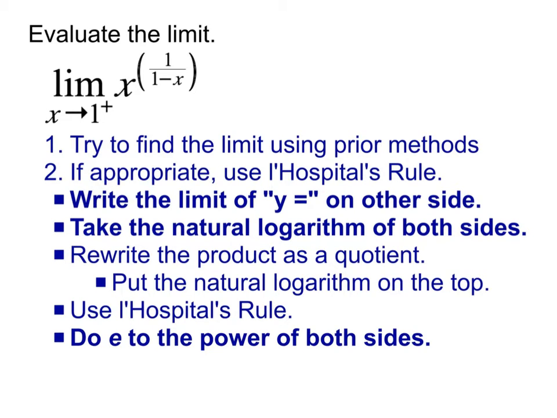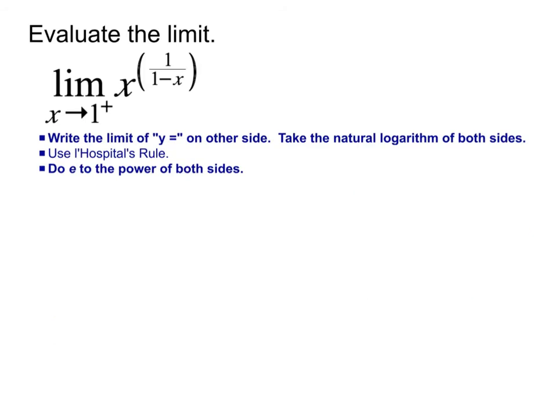So in order to do that, we are going to write the limit of y equals on the other side. Then we will take the natural logarithm of both sides. And we do the logarithm in order to be able to take the exponent down outside of the logarithm and then turn it into a quotient from there. So let's actually go through that process.